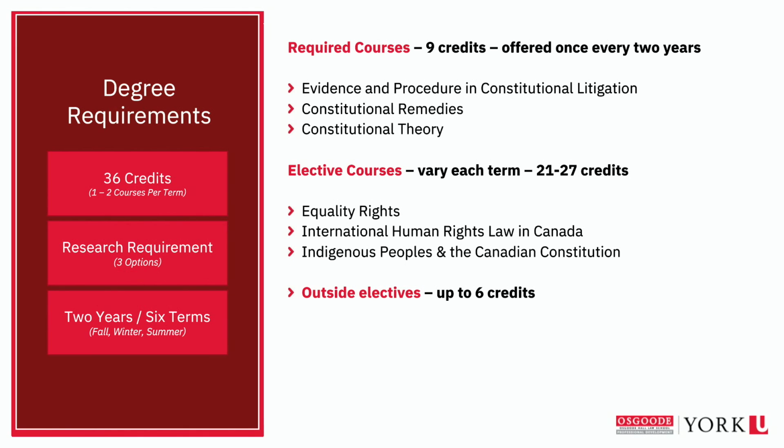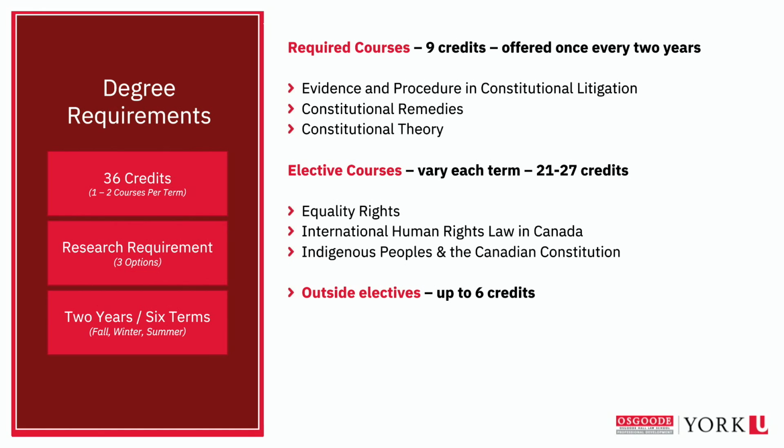Elective courses will vary each term, and some of the popular elective courses include equality rights, international human rights law in Canada, as well as our course on Indigenous peoples and the Canadian Constitution. There are a variety of other electives that are offered once every 2 years within the cycle. If you're interested in exploring something outside constitutional law, there's room for up to 6 credits of outside electives if you wish to explore something, let's say, in a business law-related area or one of our other 16 specializations.